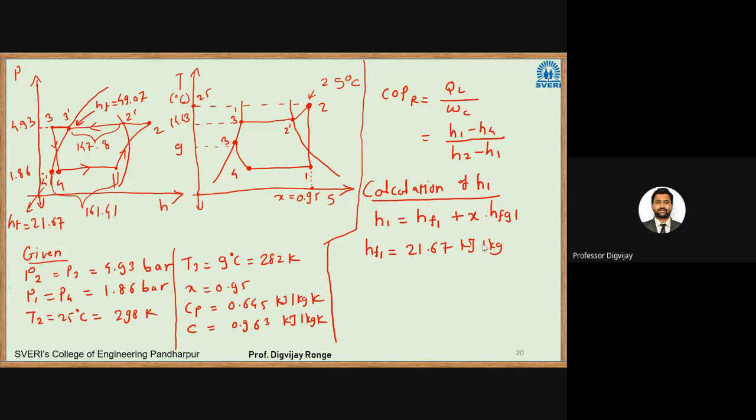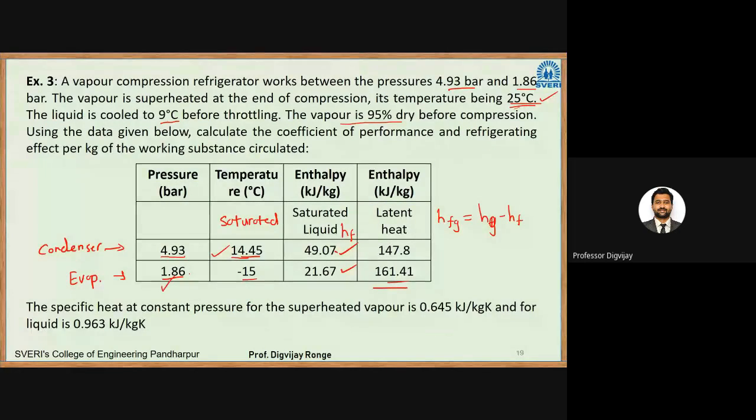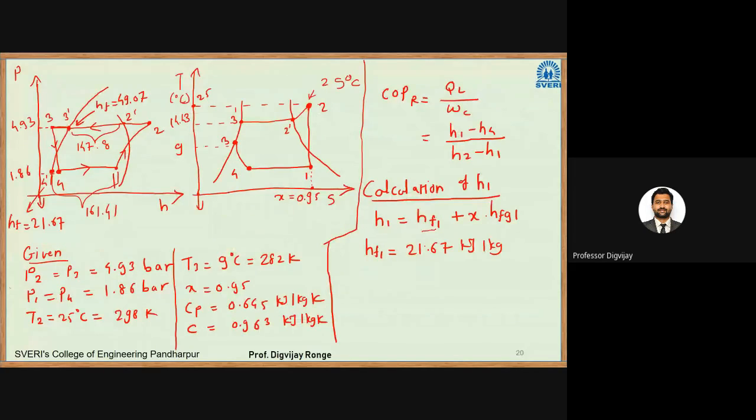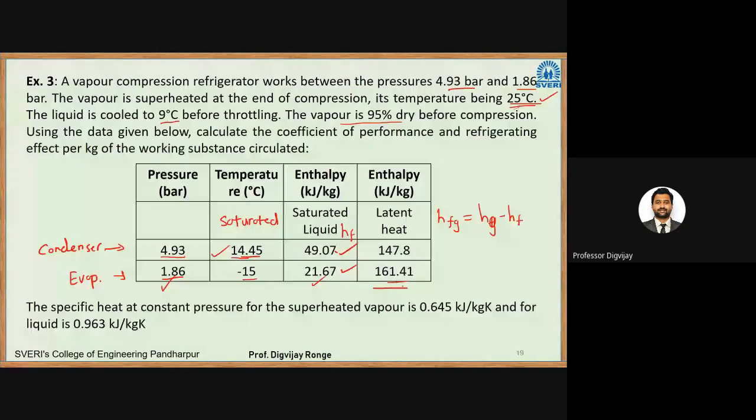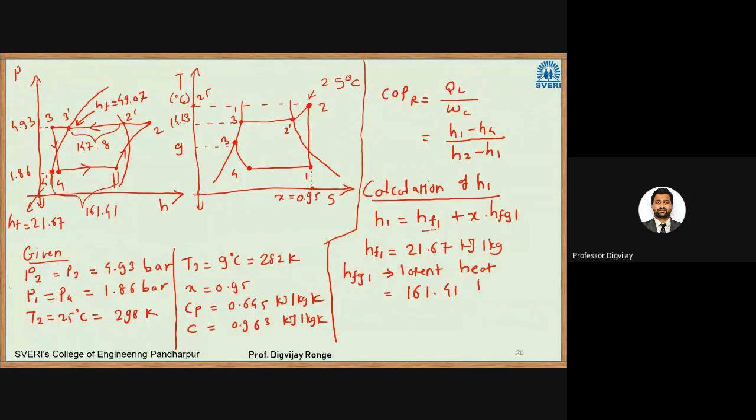Note how I took this: HF1 means enthalpy of liquid at point 1. The pressure at 1 is 1.86, so I go to the table, look up 1.86, and see the enthalpy of saturated liquid, which is 21.67. Now HFG1 is nothing but the latent heat, which for the pressure P1 is 161.41 kilojoule per kg. So H1 will be equal to 21.67 plus 0.95 into 161.41. So please calculate this for me.